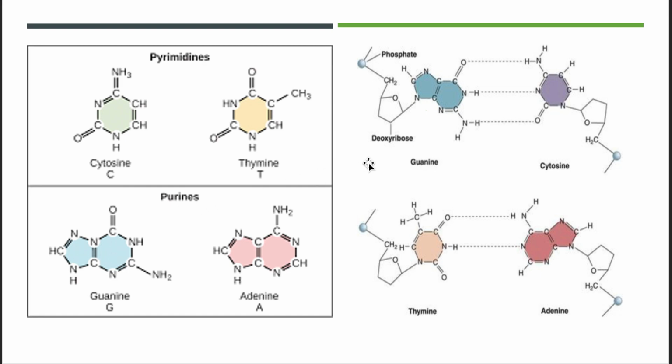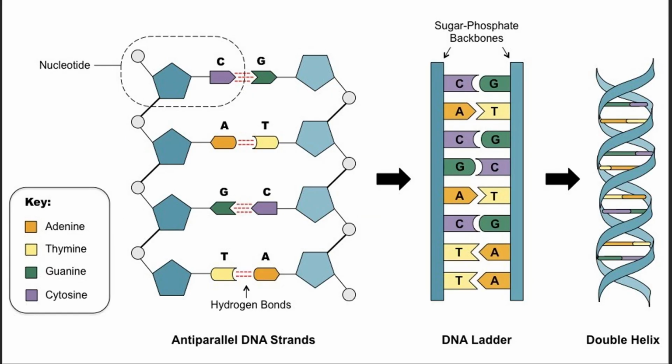As mentioned earlier, always a purine binds to a pyrimidine. Adenine and thymine bind together via 2 hydrogen bonds. Guanine and cytosine are bound together via 3 hydrogen bonds. As we have understood, the sugar and the phosphate backbone is linked together via phosphodiester bonds, and the 2 nitrogen bases are linked together via hydrogen bonds.